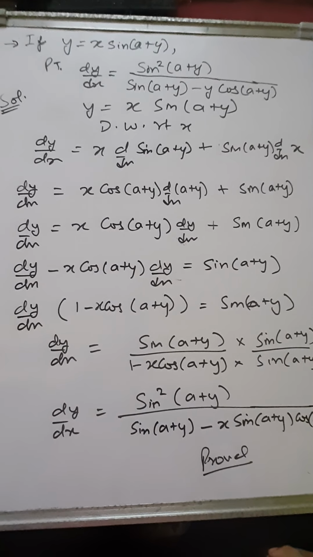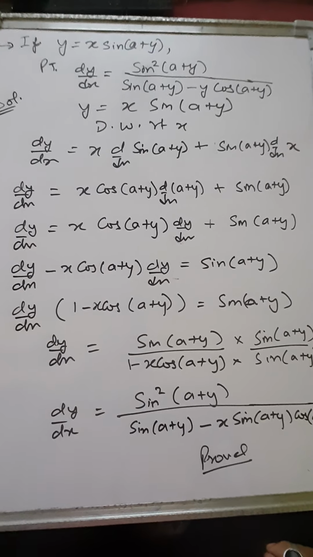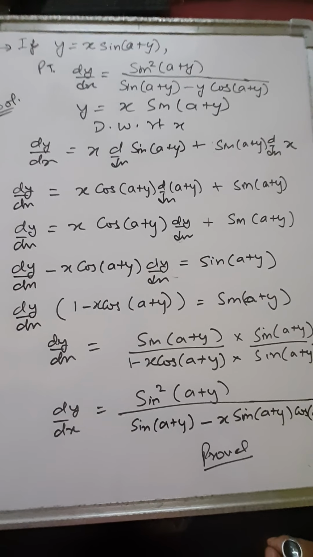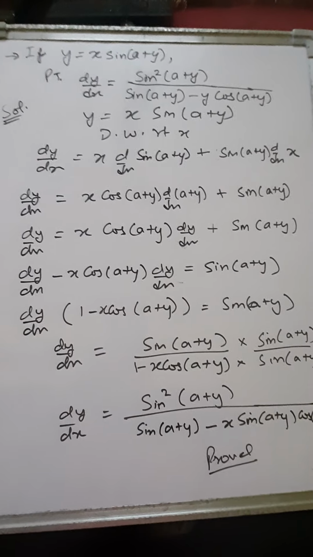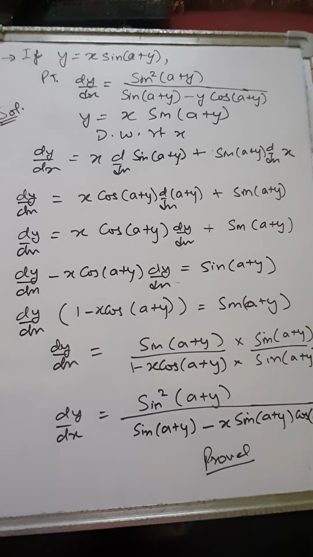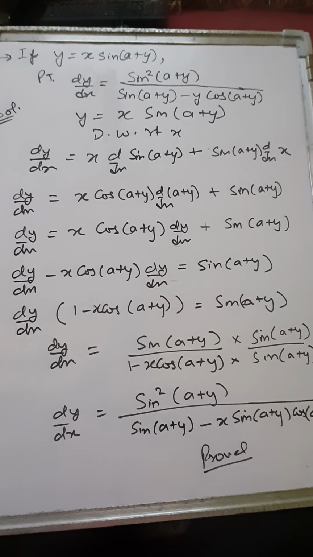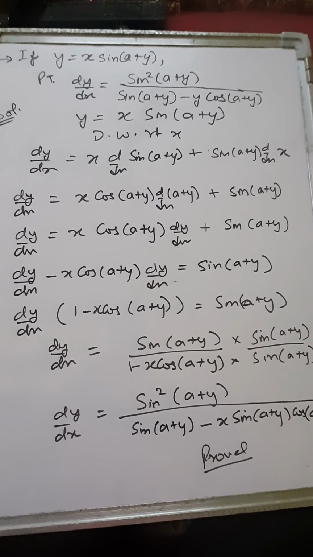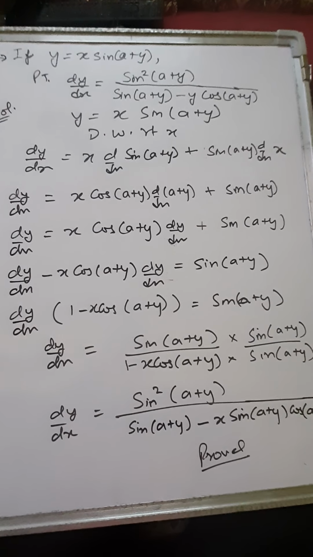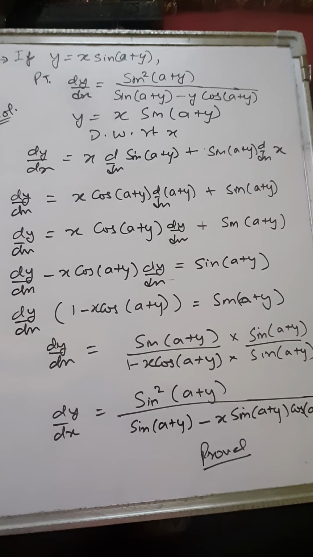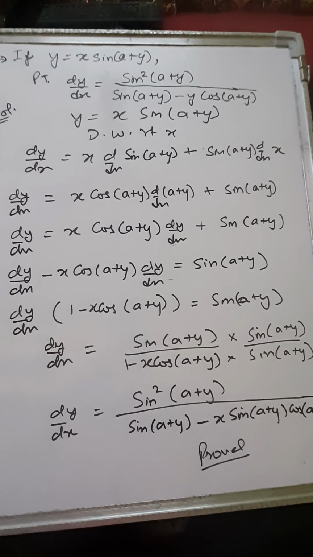Let's see another sum, children. Now in this sum, the question says if y equals x sin(a + y), prove that dy by dx equals sin²(a + y) upon sin(a + y) minus y cos(a + y). Right, children? Now the question is y equals x sin(a + y). We have to prove something.